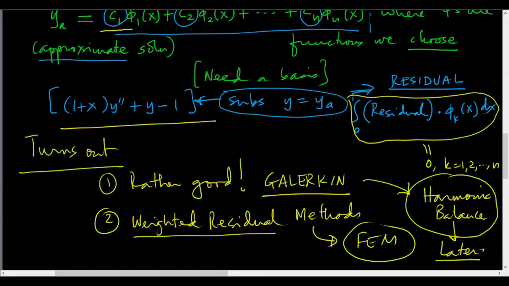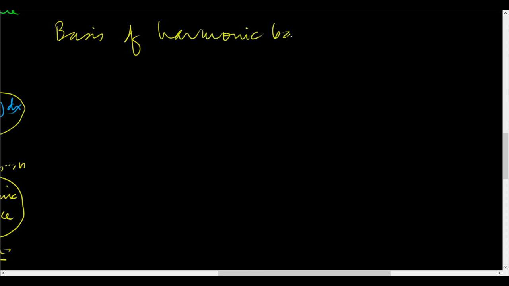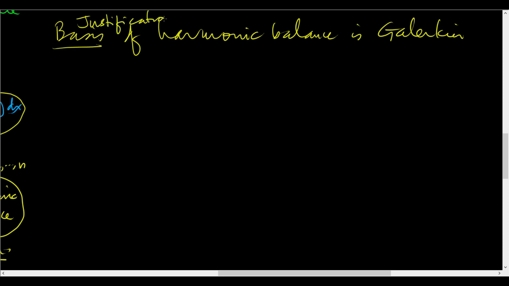Now I will come here and I will do the basis of harmonic balance is Galerkin. Well, basis as in justification, not as in basis in functional approximation. Okay, so example 1: x double dot plus x cube equals 0.